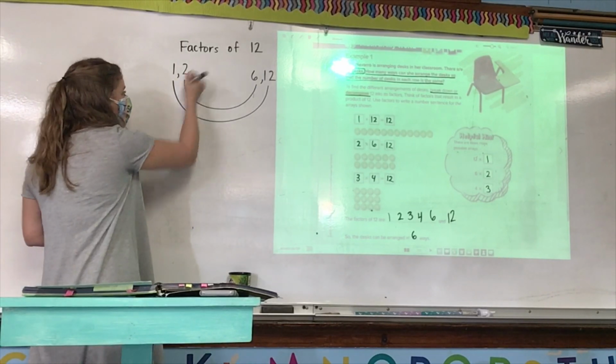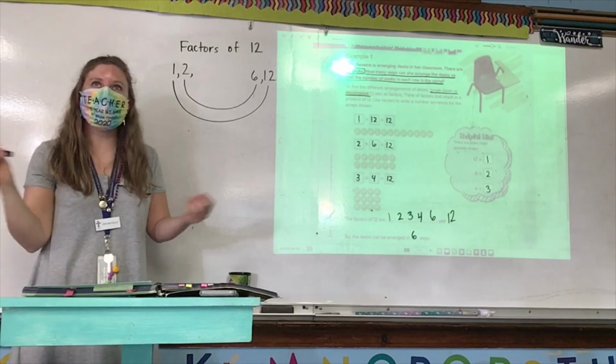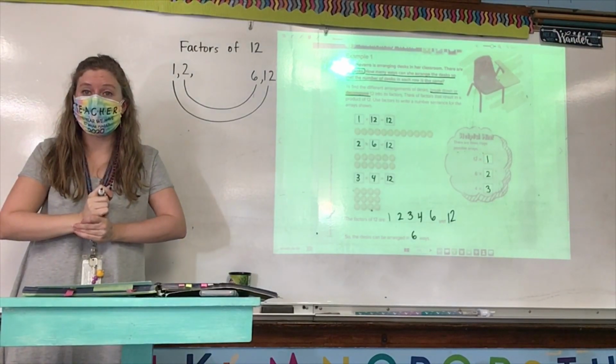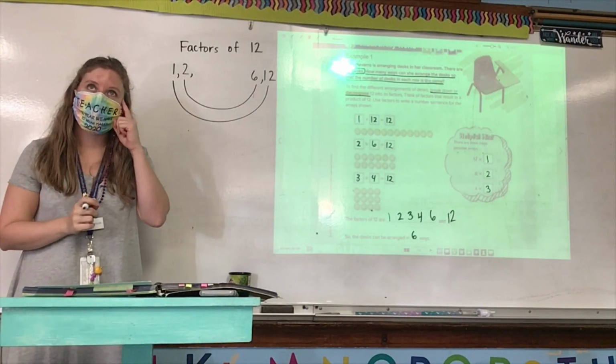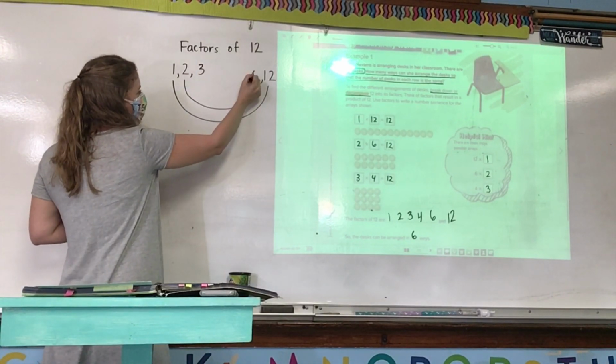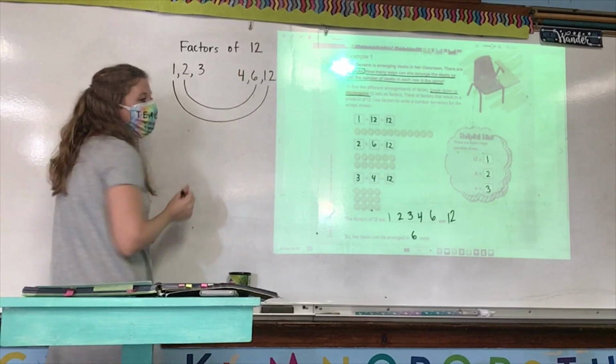Now I'm going to keep going, number by number. Is 3 a factor of 12? Well, let me think. Can I multiply 3 by anything to get 12? Yes. I can multiply 3 by 4.